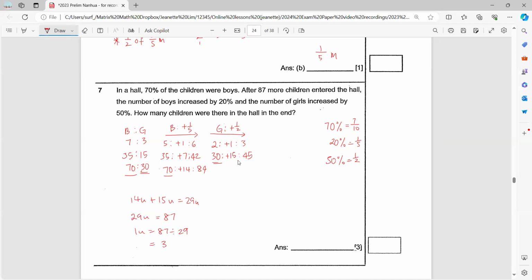How many children in the end? In the end is 84 units for the boys and 45 units for the girls. Add them up. 129 units is what we want to find. So 129 times 3, which is 387. So that's the total in the end.